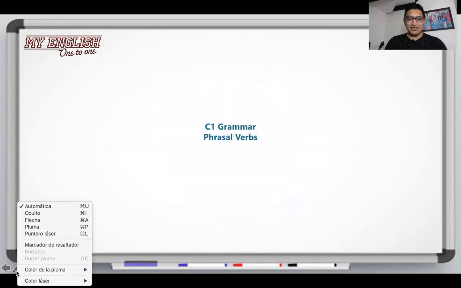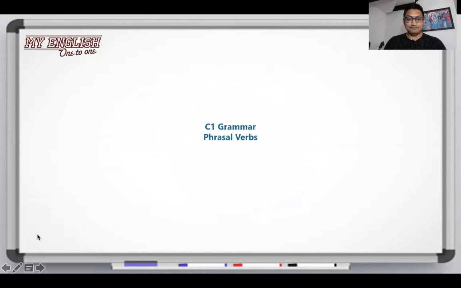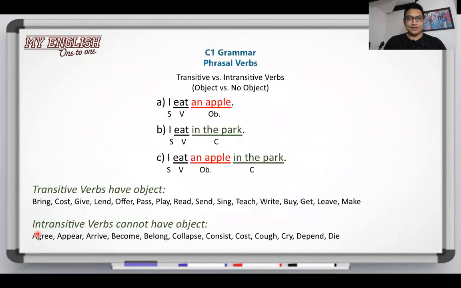Today we're going to have another class, a grammar class about phrasal verbs. This is a class for level C1. All right, so to start talking about the phrasal verbs, we need to first understand the difference between transitive and intransitive verbs. Well, so basically, transitive verbs are verbs that have an object, and intransitive verbs are verbs that do not have an object. They have no object.